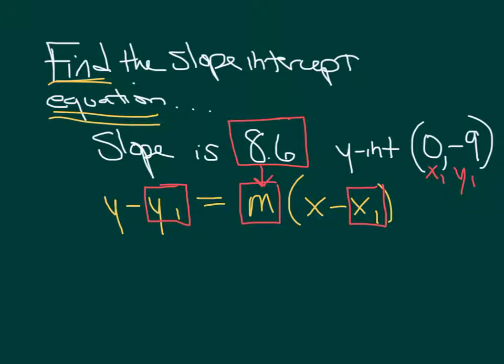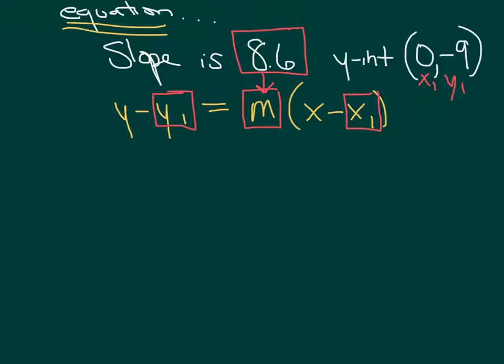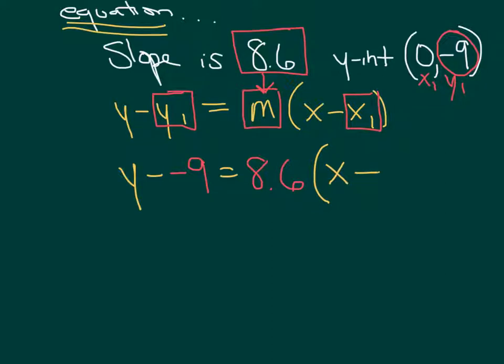So when we go to our next step, let's go ahead and bring this up a little bit. We've got y minus, and y1 is this -9, so we want to subtract -9, and then equals m, we know is 8.6, and then we'll multiply that times x minus x1, which was 0. So a couple things we can do here. We know that anytime you subtract a negative, that becomes positive, so that's +9, and then we can distribute this 8.6 to both of those terms.